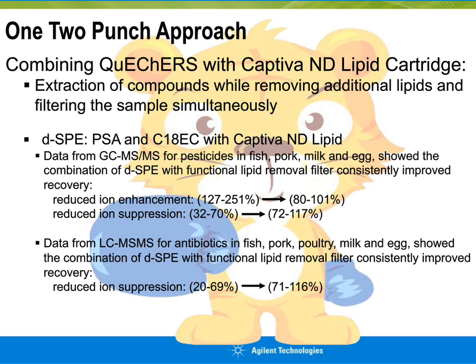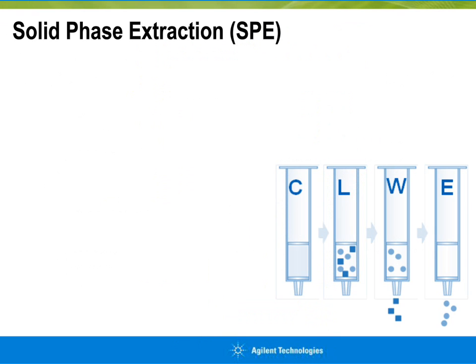Data from an LC-MSMS for antibiotics in fish, poultry, milk, and egg also shows that we reduce ion suppression to the acceptable range. So it's very nice to use this 1-2 punch approach for your analysis. Now let's move on to our last area, which is solid phase extraction.